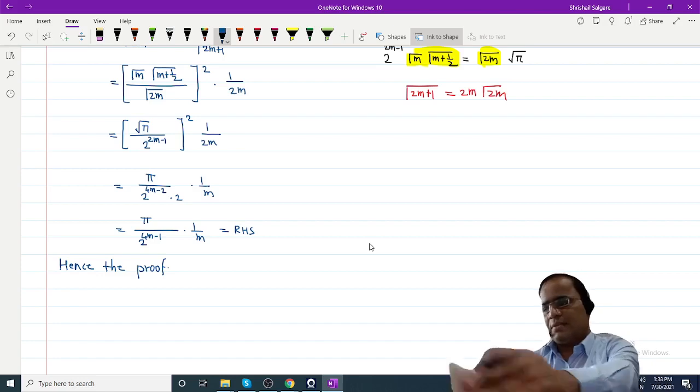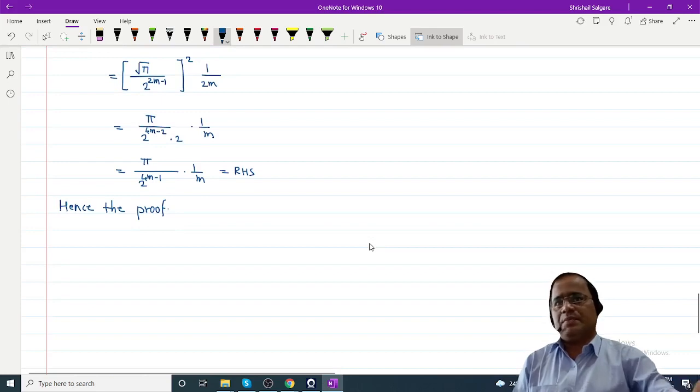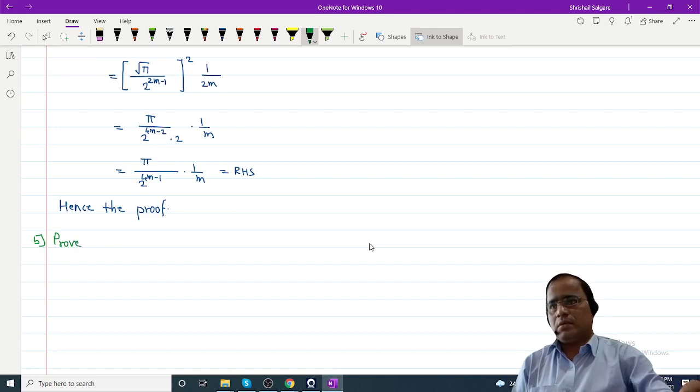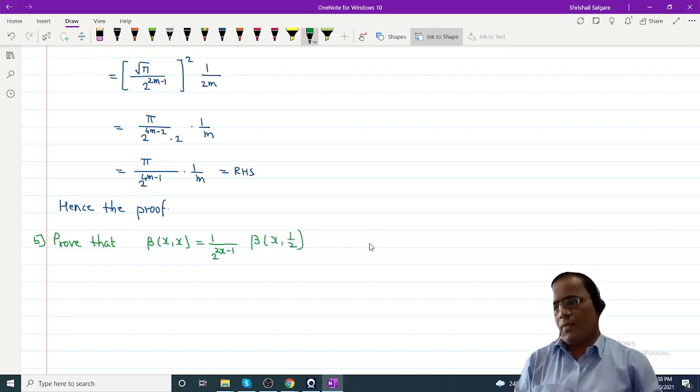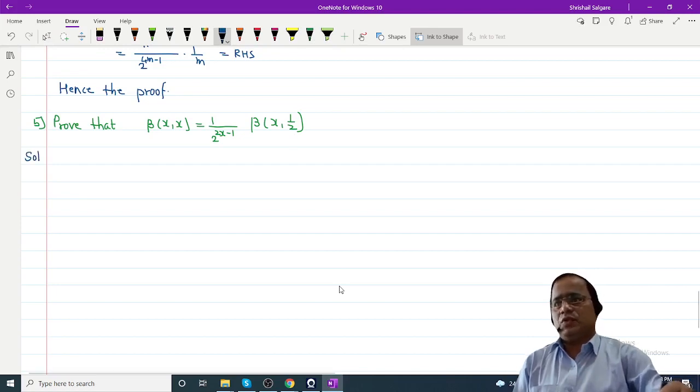Now one more, last example, and I will stop. Fifth example, prove that beta of x and x is equal to 1 upon 2 raised to 2x minus 1 into beta of x and 1/2. In the same way you have to go. I will start with the LHS for this.